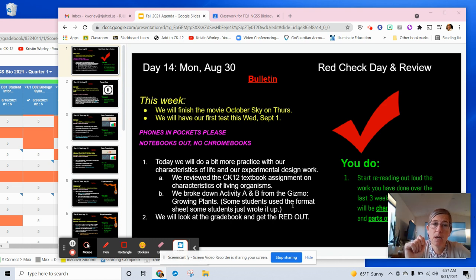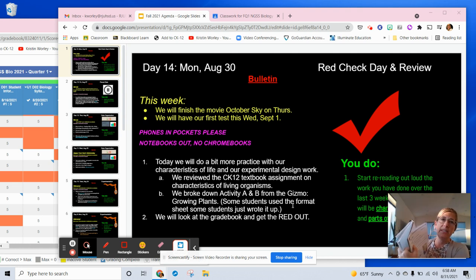The next thing we did was we went also into our notebook, but we went to the first of the gizmos. The gizmo that was done on your own, actually after our first quiz, I believe, and the gizmo was called Growing Plants. There were three experiments, activity A, activity B, and activity C on that gizmo. And what we did was we broke them down in class.